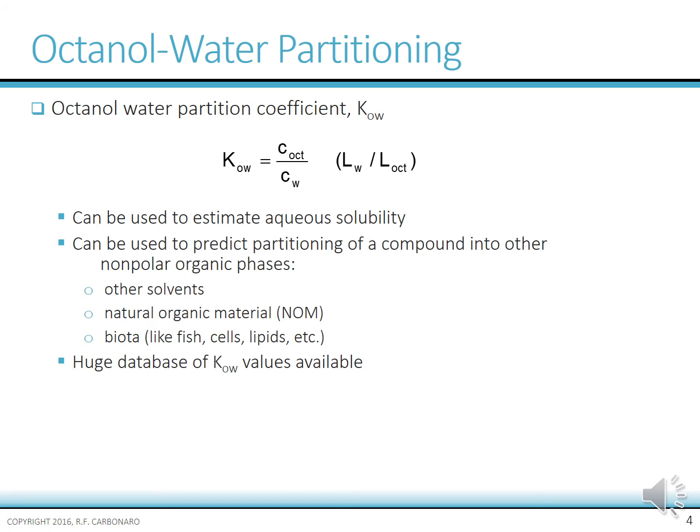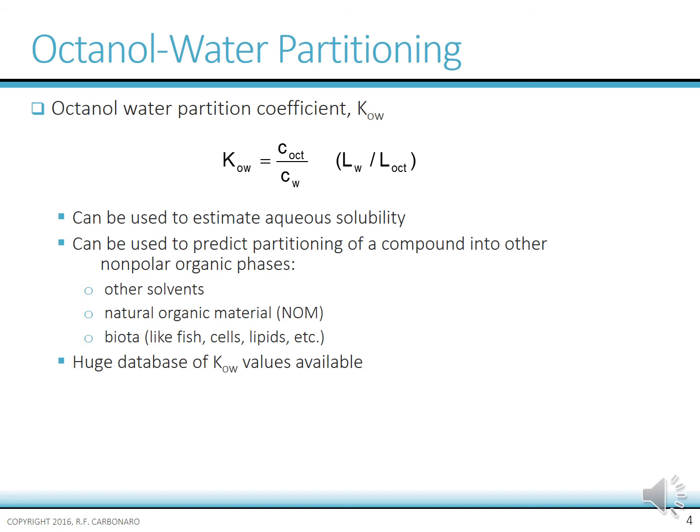If C-octanol and C-seawater were both in units of milligrams per liter, the milligrams are the same basis. They're both milligrams of chemical. But the liters are actually referring to two different phases. Liters in the aqueous phase, or water phase, and then liters in the octanol phase.